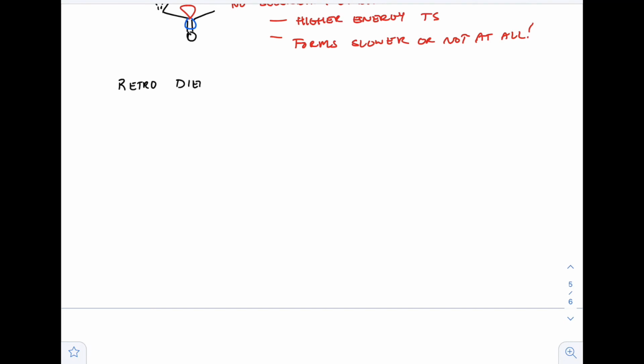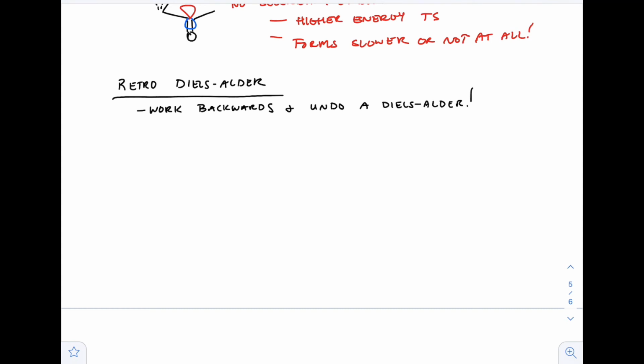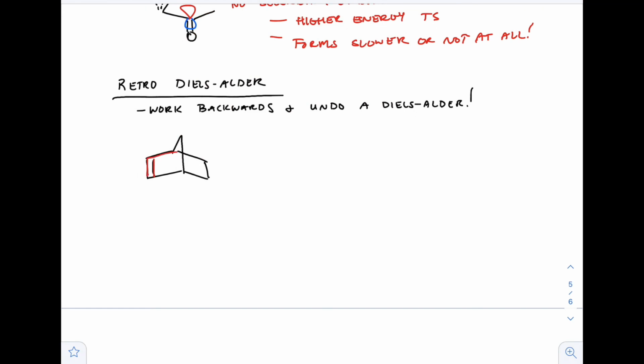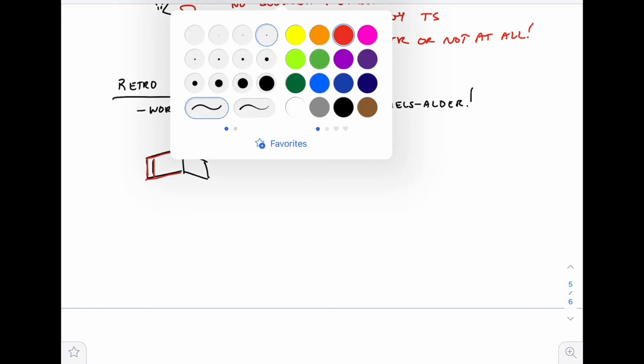Retro Diels Alder. The Retro Diels Alder is actually super fun to do. But at first it might seem kind of weird, crazy, also mind-boggling. But it's basically retro, right? Back, like the past. It's working backwards to undo a Diels Alder. Now it's not necessarily like retrosynthetic analysis to see what you came from, because it can actually be done in the lab. You can undo a Diels Alder in a laboratory.